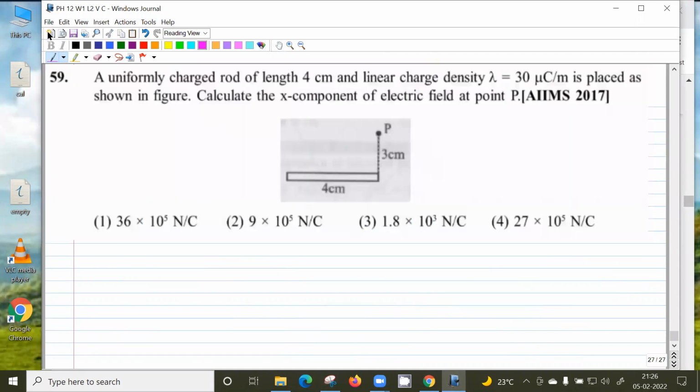Okay, a uniformly charged rod of length 4 centimeters and linear charge density lambda is placed as shown in the figure. Calculate the electric field. This is very trivial, right, if you know the formula.